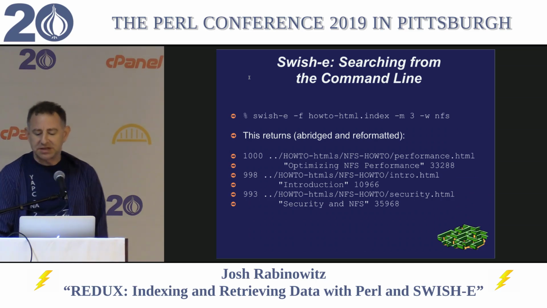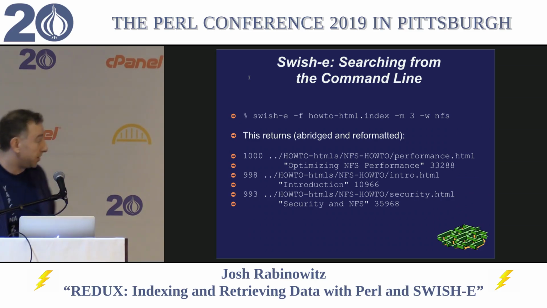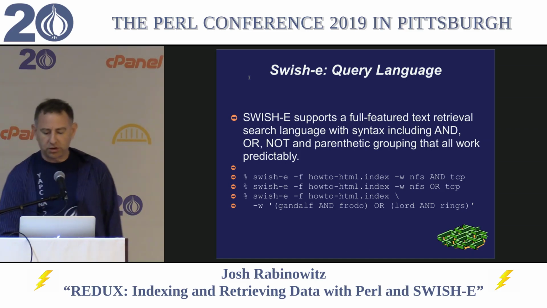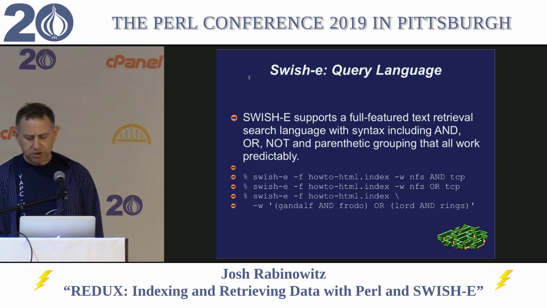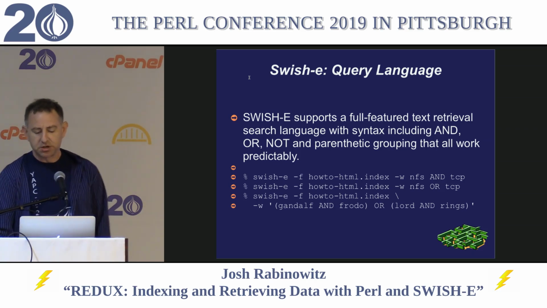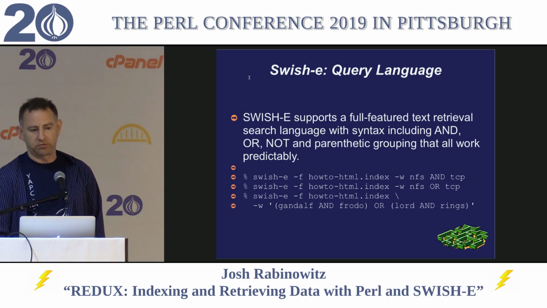So here's an example of us actually doing a search on a SWISH-E index. We're saying search on that index, give me a maximum of 3 results, and I want to search on the word NFS. Here's an actual result that I got back. It did handle and, or, and parenthetic grouping, which if you've ever been down this road isn't particularly simple. So here's some examples of and, ors, and parenthetic grouping searches. This last search would search for documents that mention Gandalf and Frodo or Lord and Rings. You can see where that's going.